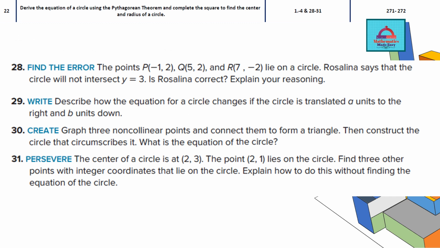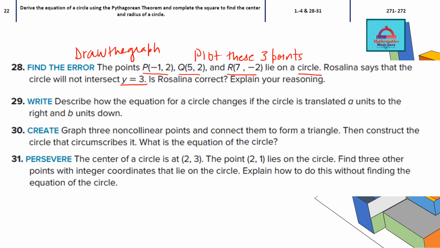In question 28, you are given 3 points P, Q and R that lie on a circle. So I would suggest you to solve this question: draw the graph. That is, you plot these 3 points that lie on the circle and roughly draw the circle through them. Then this girl Rosalina says that the circle will not intersect y equal to 3.